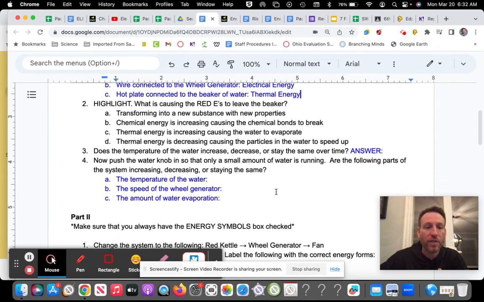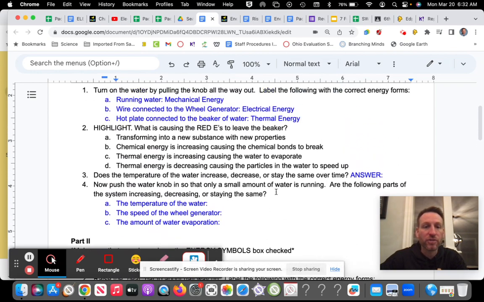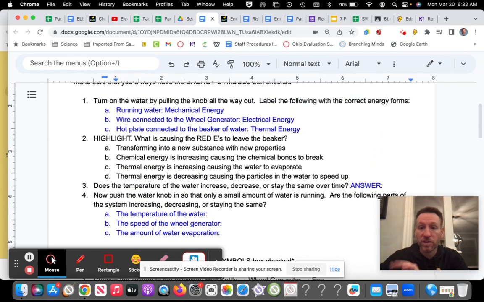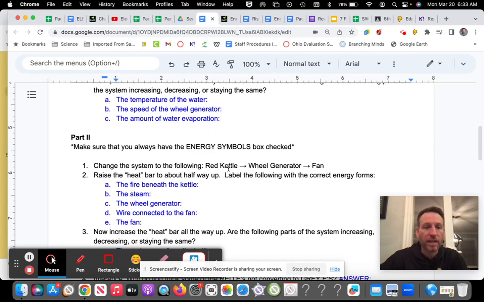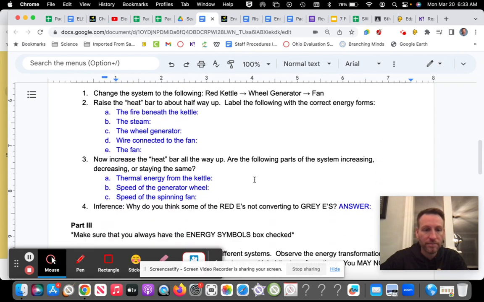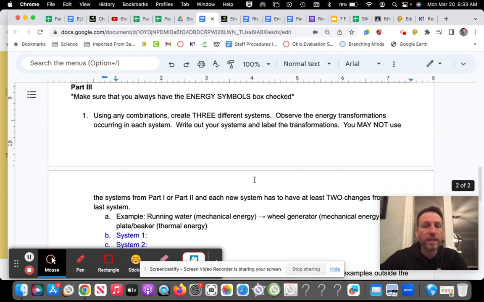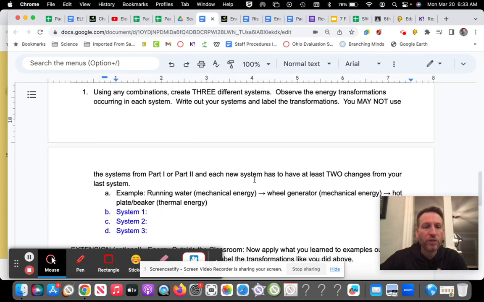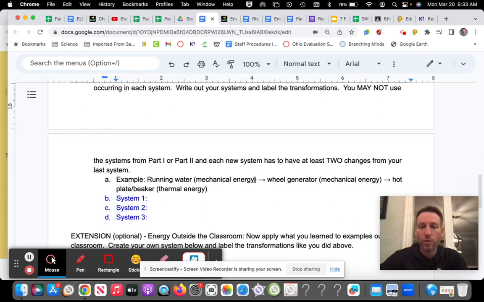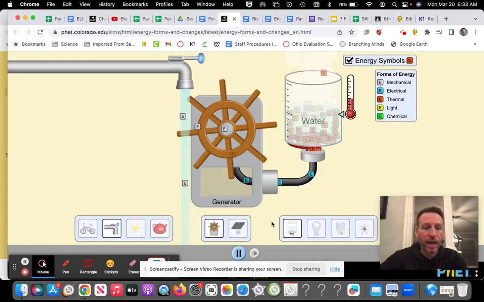Let me just point out one thing here at the end. You're going to answer all these 4 questions with the same system set up. Then I'm going to ask you to change the system. Okay. And you're going to do kind of the same thing. And then part 3, you're going to make your own systems. So you're going to make 3 different systems that we haven't used yet, using all the different choices that they give you here at the bottom of the sim.